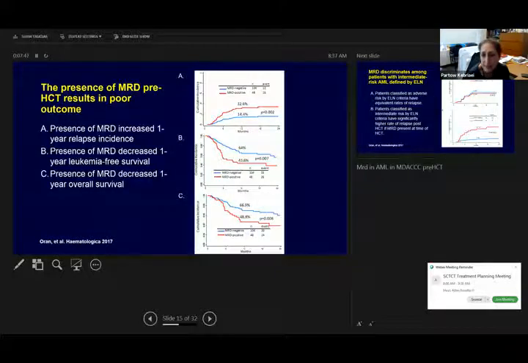And again, what we see, MRD positive demarcated by the red line, MRD negative demarcated by the blue line. You can see that the presence of MRD prior to transplant significantly increased the risk for relapse, and panel B significantly decreased relapse-free survival and significantly decreased overall survival.